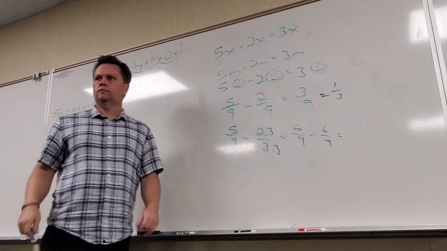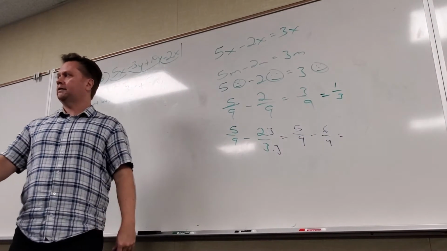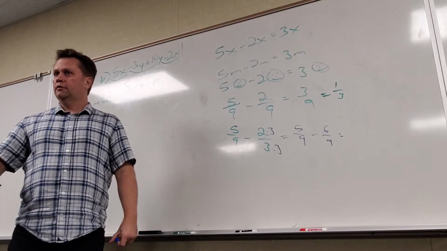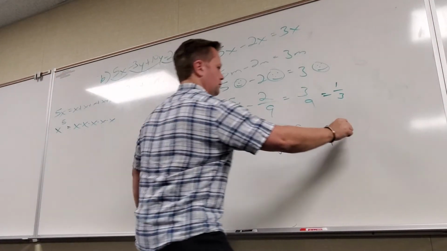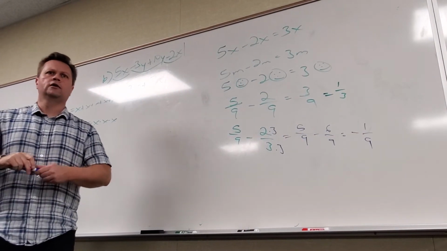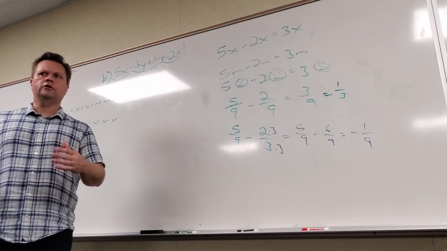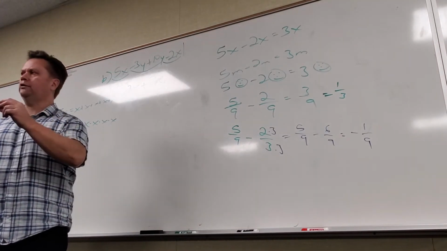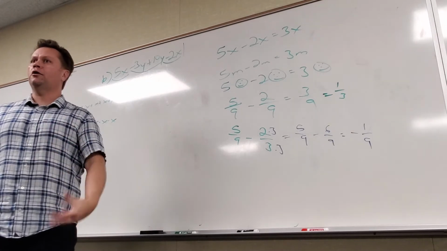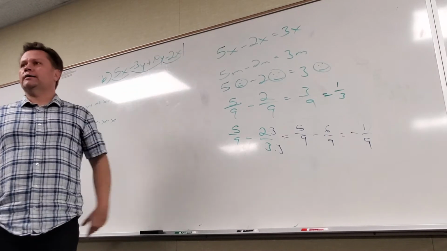And then you can do it. 5 of something minus 6 of something is negative 1 of something, right? So negative 1 ninth. How you guys doing? Have you ever looked at it that way? If you understand like terms, you have to understand like denominators. Why they're needed, how they work, because they work the exact same way.